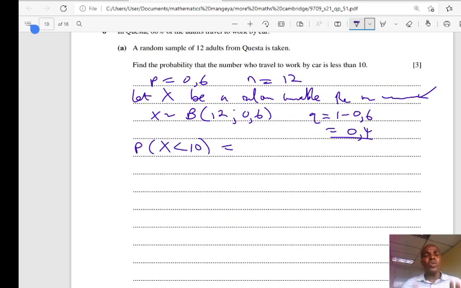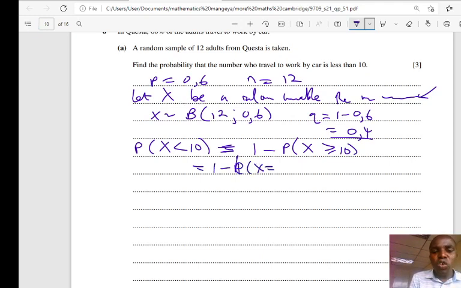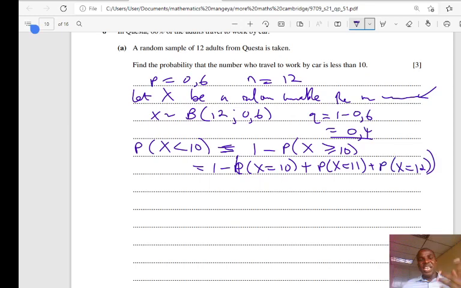What you have to do actually is to work from 10 to 12. Then you say 1 minus the probability of X greater than or equal to 10, which will be 1 minus the probability of X equals 10 plus the probability of X equals 11 plus the probability of X equals 12. Then in this case, you will not die. It will be powerful actually.